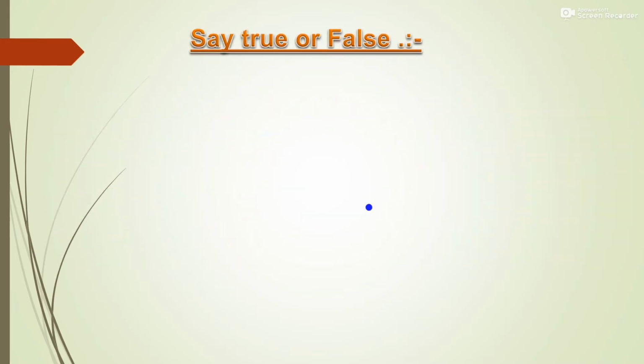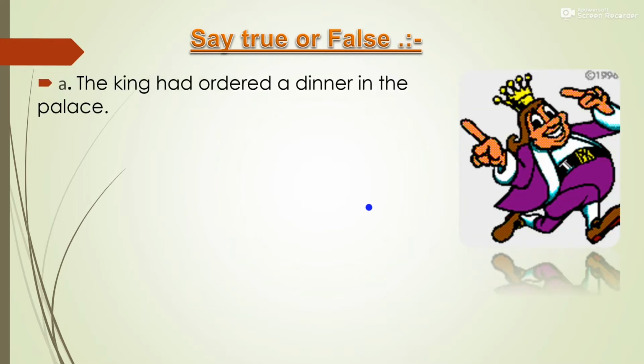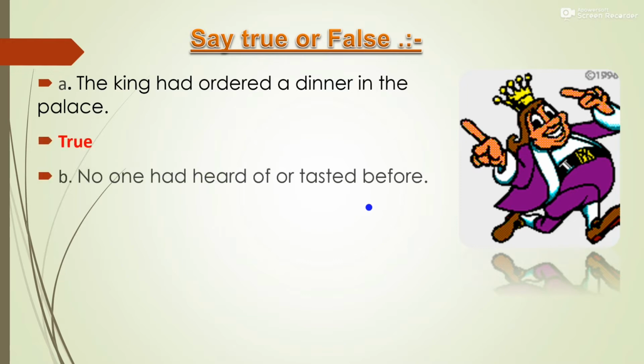So now we will check our understanding. First, say true or false. The king had ordered a dinner in the palace. It's true. No one had heard of or tasted Avial before. Yes, no one had heard about Avial or tasted it before. True.